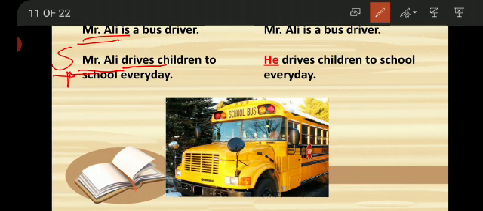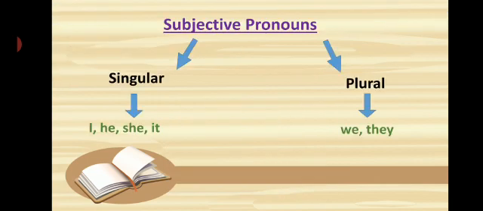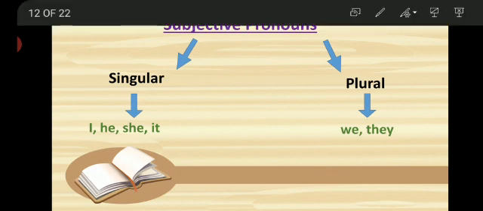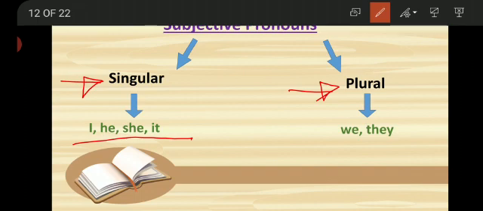Now look at these two sentences. Mr. Ali is a bus driver. He drives children to the school every day. Here instead of the noun, we have used the pronoun he. As it is placed in the naming part or in the subject place, it is our subjective pronoun. Okay, students? Subjective pronouns are divided into two categories according to number, singular and plural. In the singular category, we consider he, she, it, and I. And in the plural category, we consider we and they. Now, what about you?